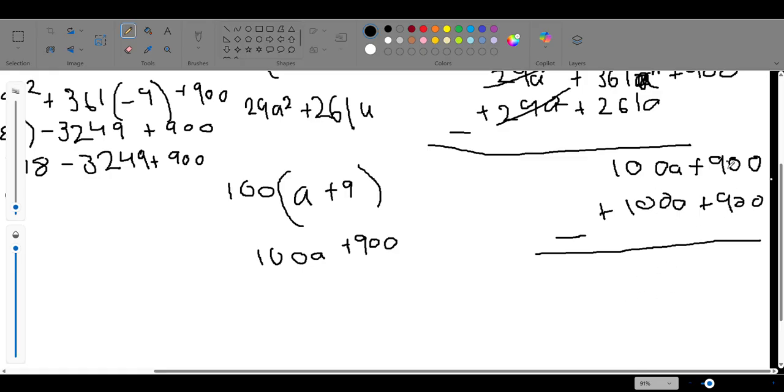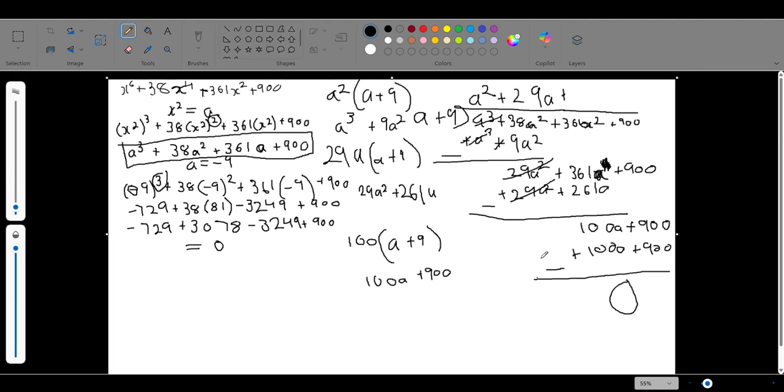100a minus 100a gives you 0. 900 minus 900 gives you 0. So the expression was fully divided, and that's a good thing. Now we know that the divisor times the quotient would give you the original thing. So then this would be the factored out form.